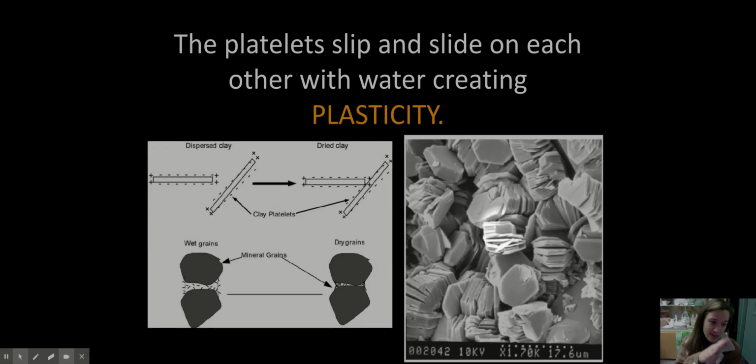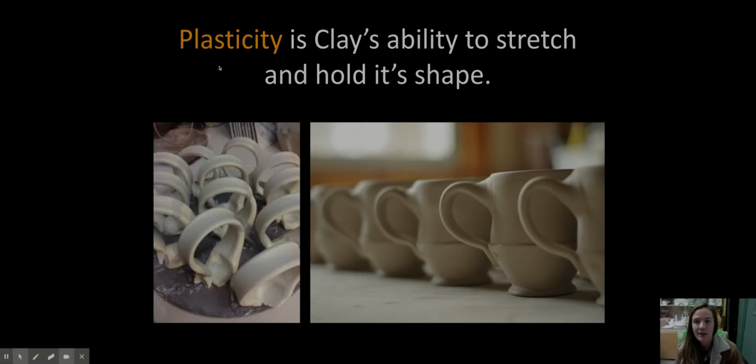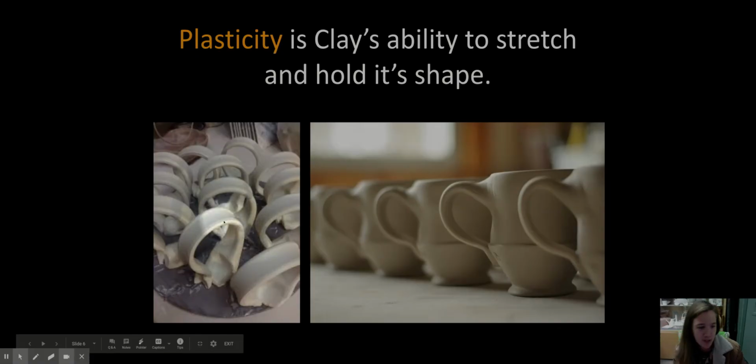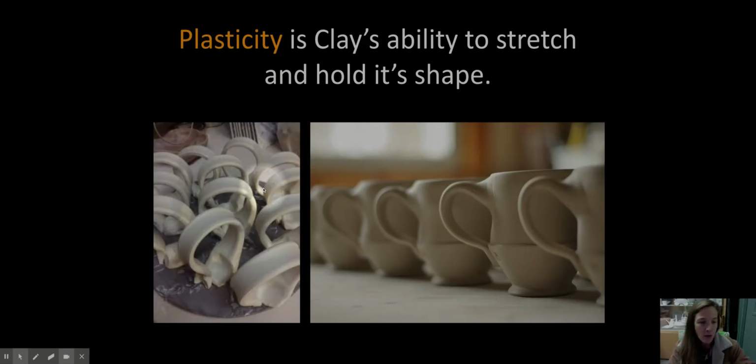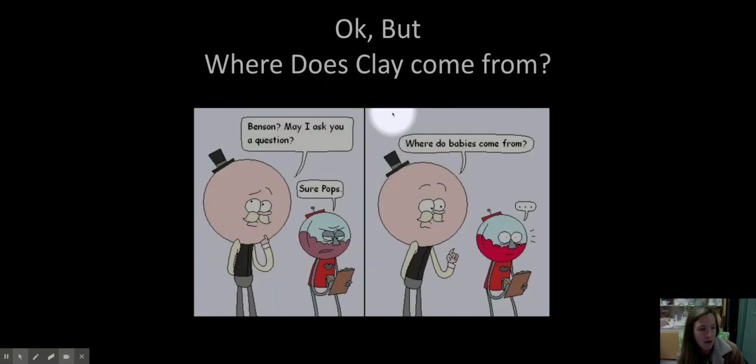And what that causes, and what makes clay so special and awesome, is what we call plasticity. It's that sliding and sticking of the platelets that causes plasticity. And plasticity, like plastic is the little precursor word here, is the ability to stretch and hold its shape. So when we pull little handles, we're stretching them and sticking them on, or anytime you were stretching and pinching the pinch pots, that was plasticity. And it's what makes clay awesome.